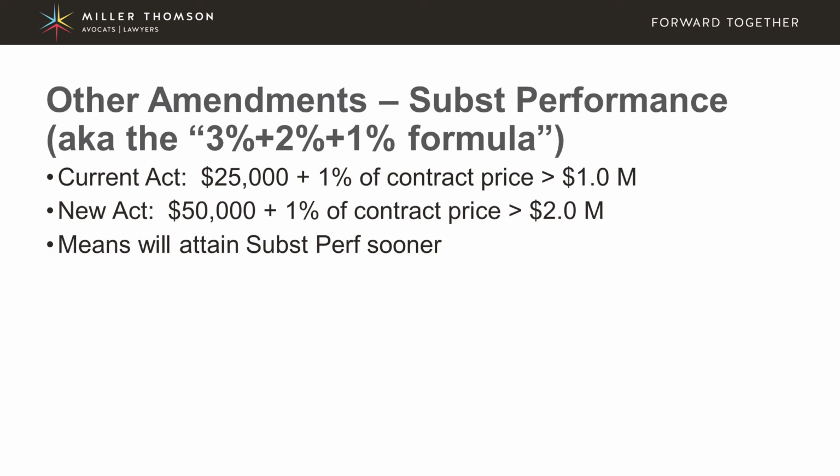Another amendment is going to be to the substantial performance definition. So under the current Act, once substantial performance is achieved, then that leads to that publication of the certificate of substantial performance that I mentioned a short while ago. That definition is now going to be changed. Currently it sets out that substantial performance is achieved when the amount of work remaining to be done or deficiencies in the work are less than this number that comes out when you apply this numerical formula.